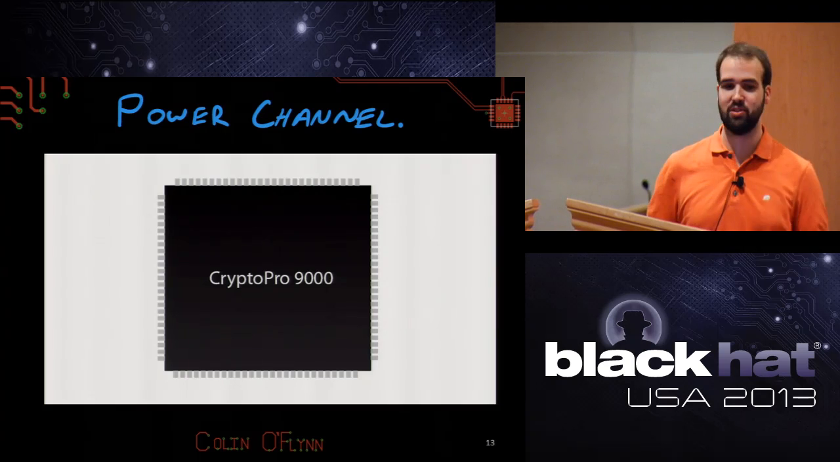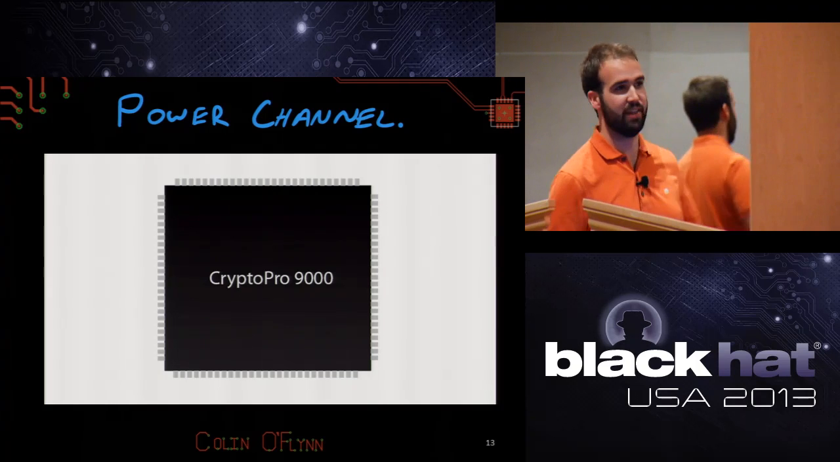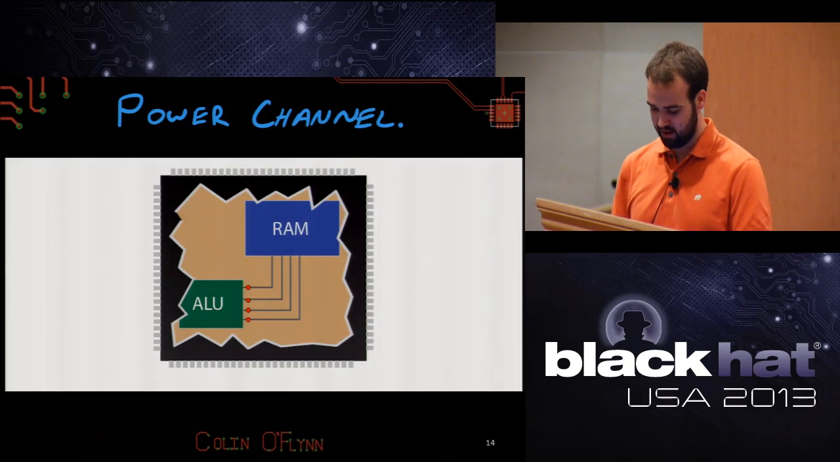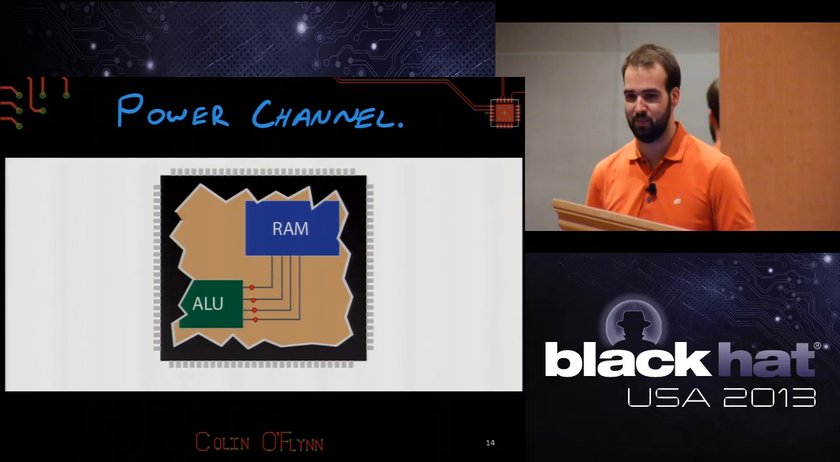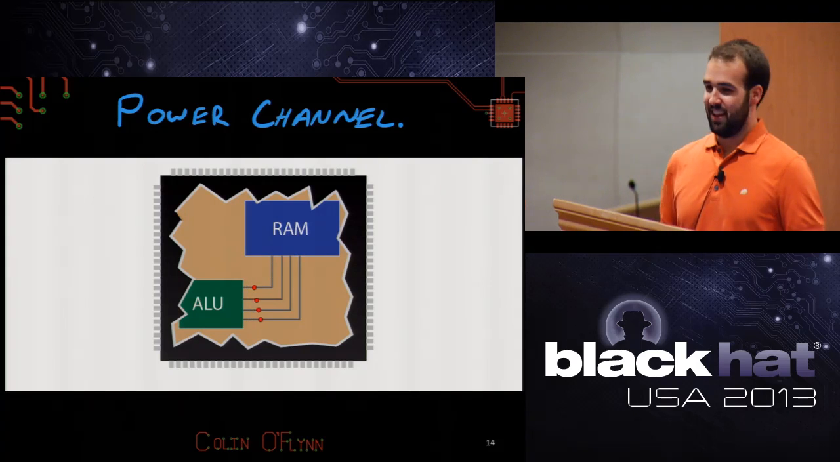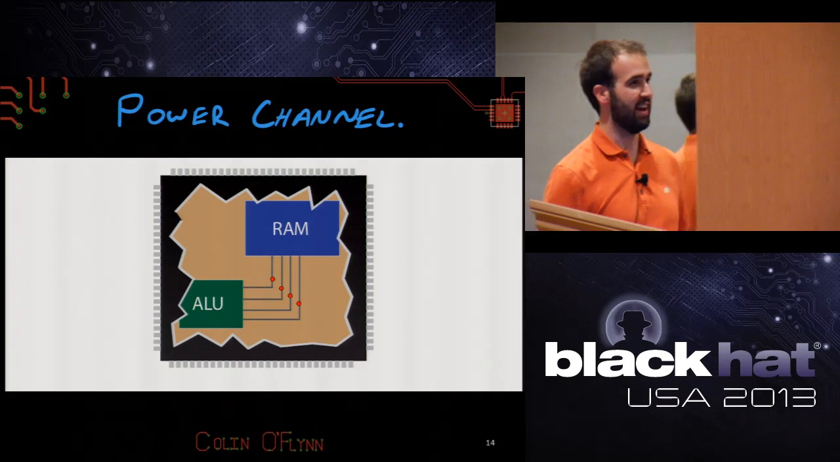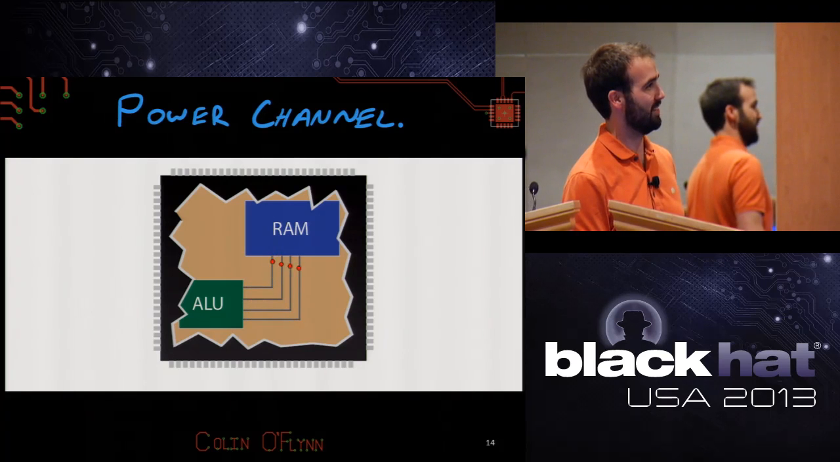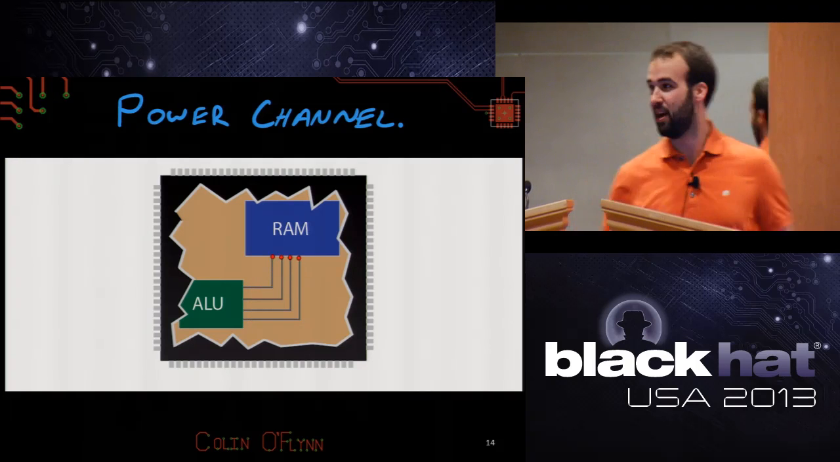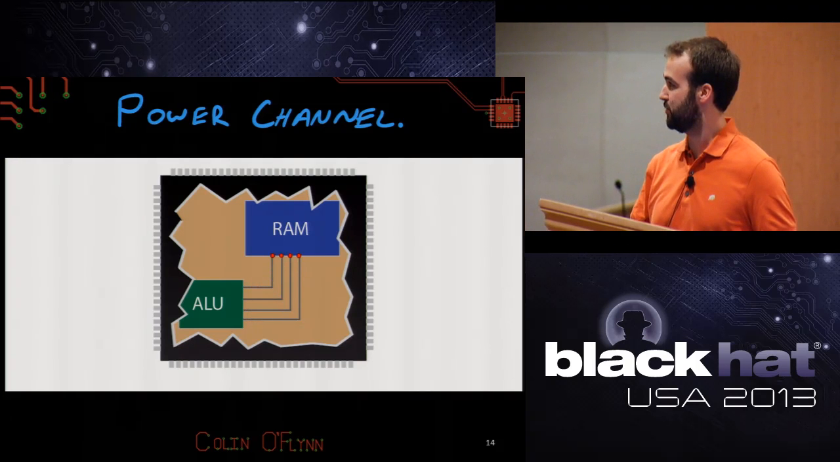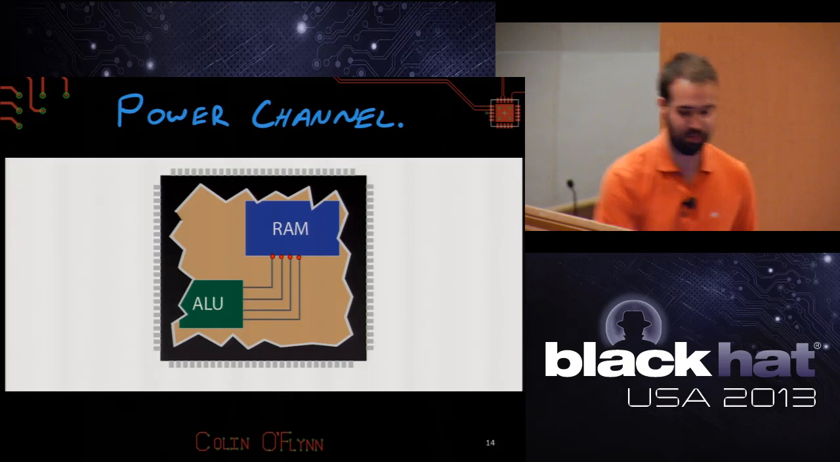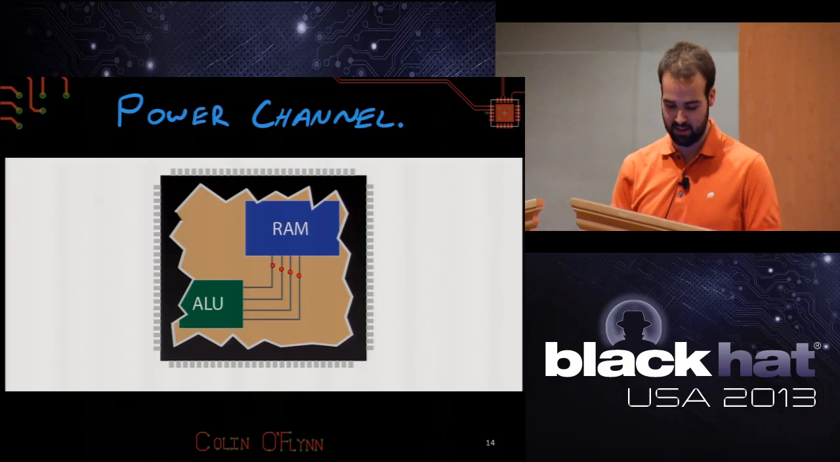How does this work? Imagine you had hardware. I call it the Crypto Pro 9000, the latest in 4-bit cryptography. Inside it, like any digital device ever, you have some stuff connected by a data bus. So here I have an arithmetic logic unit and a RAM, and there's this data bus, these 4 wires in between them. This could be registers, this could be anything inside a CPU.